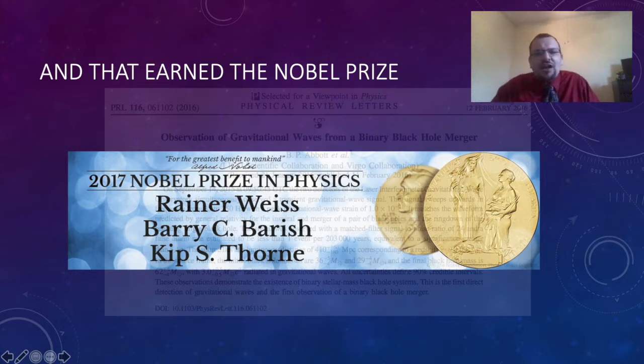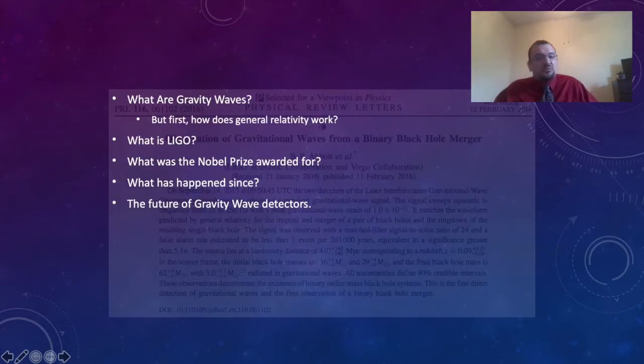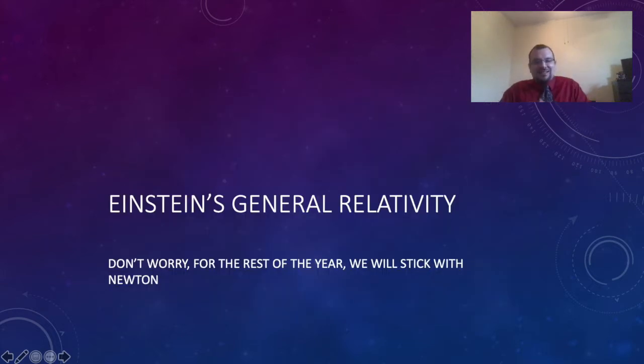So let's talk about what gravitational waves are to begin with. But first, in order to do that, we need to figure out what this whole general relativity thing is first. Then we're going to talk about LIGO, what the Nobel Prize was actually awarded for, what's happened since, and then a little bit about the future of gravity wave detectors. So, Einstein's general theory of relativity. Don't worry, this won't be on the test.